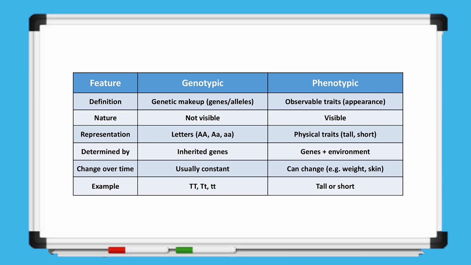When we talk about change over time, genotypic variation usually remains constant throughout life. However, phenotypic variation can change, for example changes in weight or skin color due to environmental factors. As an example, genotypic variation can be shown as both capital T, one capital T and one small t, or both small t. Phenotypic variation would be the visible outcomes such as tall or short.